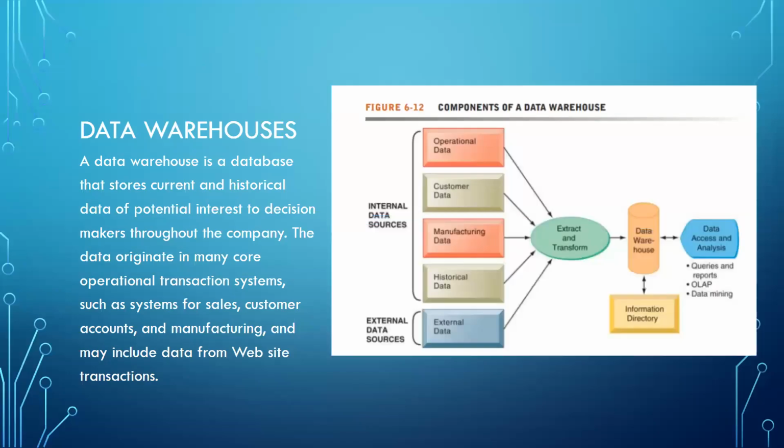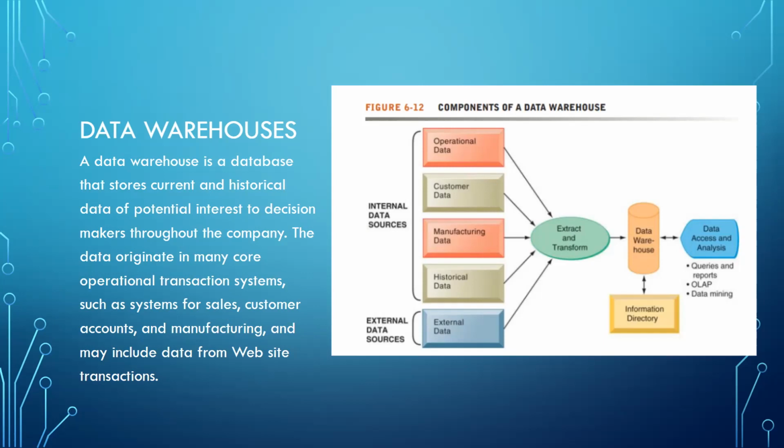Next, we also have the data warehouses. A data warehouse is a database that stores current and historical data of potential interest to decision makers throughout the company. The data originate in many core operational transaction systems, such as systems for sales, customer accounts, and manufacturing, and may include data from website transactions. So we have the internal data sources. Internal data sources are the operational data, customer, manufacturing, and historical data.